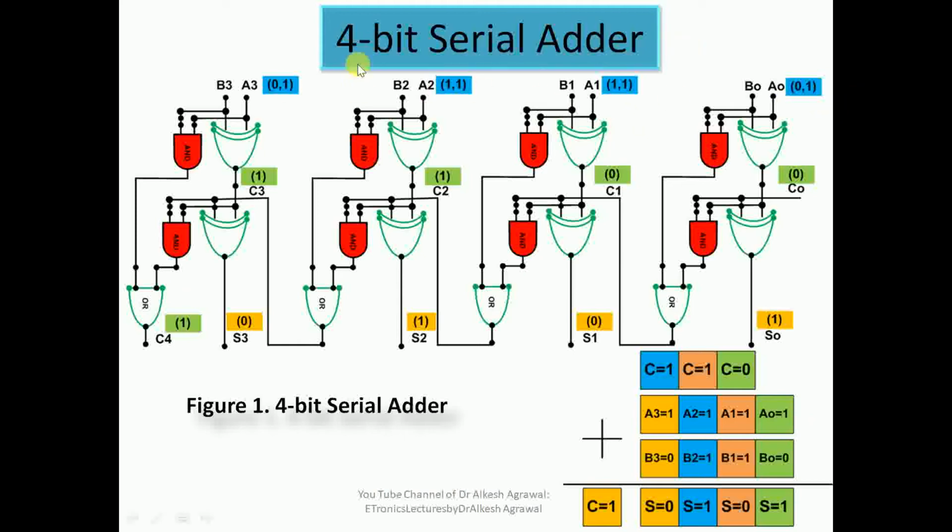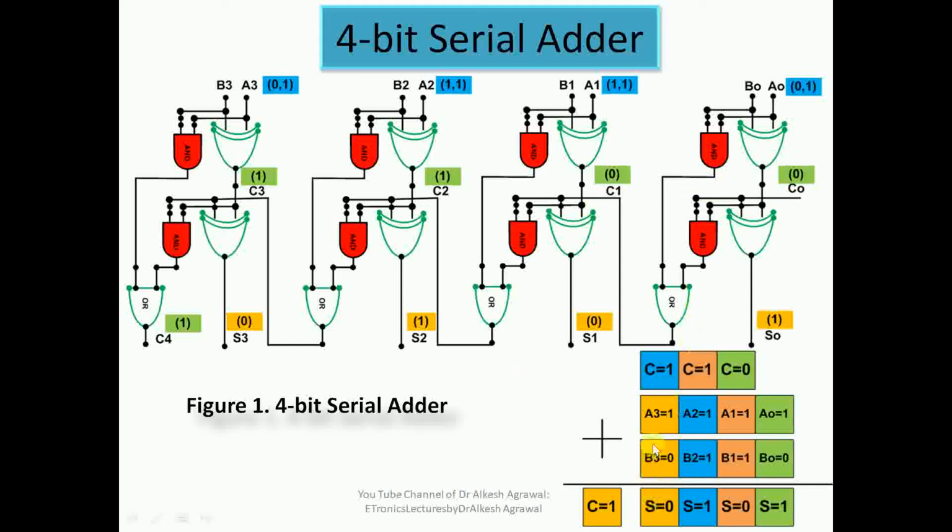So why is it termed a 4-bit serial adder? Because this combinational circuit is adding two 4-bit numbers A and B in a serial manner. Why serial? Because first C1 will be generated and propagated to the next stage, then C2 will be generated and propagated to the next stage, and then finally C3 will be generated and propagated to the final stage. So the carry is propagated serially, and that is why this is termed a 4-bit serial adder. Now we'll discuss how it works.